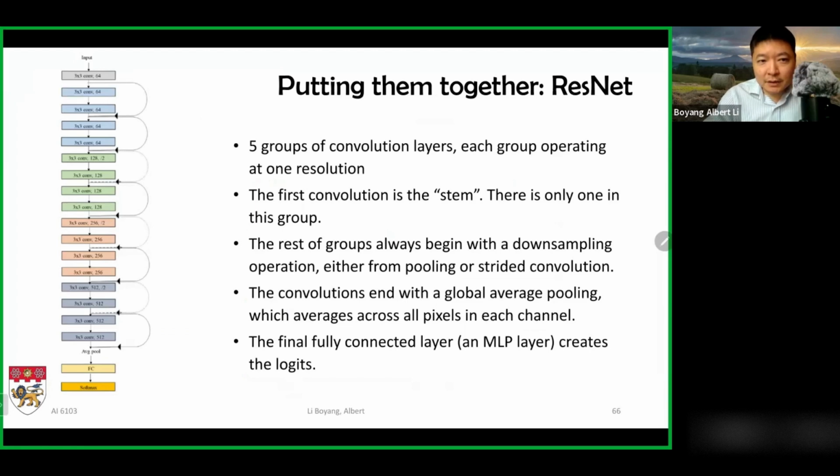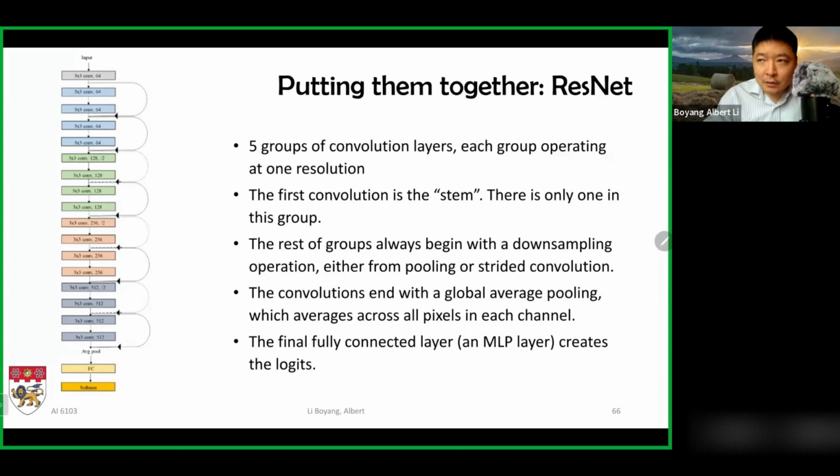And the first convolution layer, which is the gray colored one, we would call that the stem layer or the stem group. There's only one layer in that group. The rest of the groups start with a downsampling operation. So the downsampling happens either from some pooling operation or a strided convolution. And at the end of all the convolution operations, we have a global average pooling.